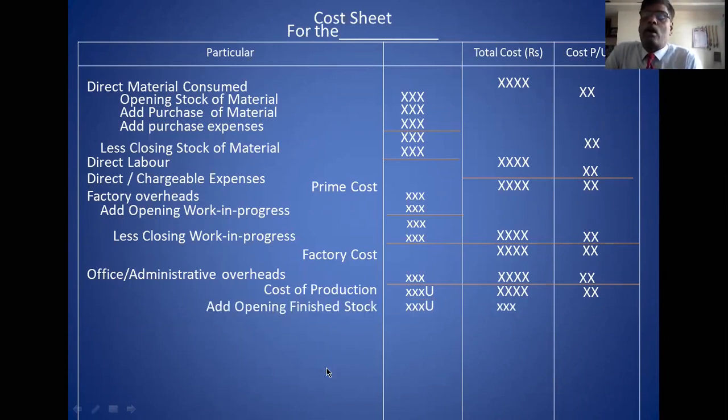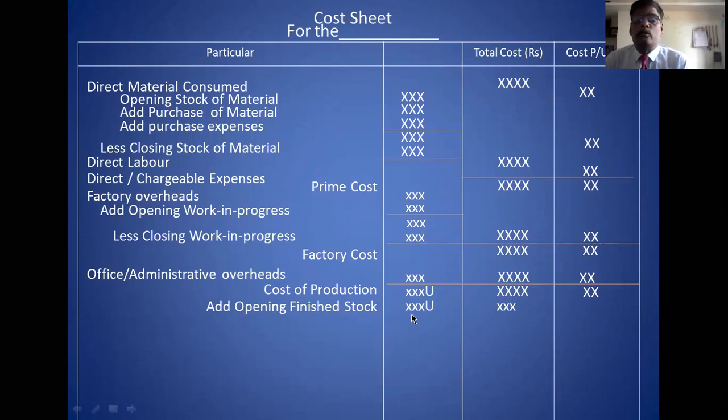add opening finished stock. You add the opening finished stock. Opening finished stock units in the unit column. Under the unit, you write the units of opening finished stock. And you write the value of that opening finished stock in the total column. If the value is not given in the problem, you multiply the number of units by the cost of production per unit under the current rate. Remember this.